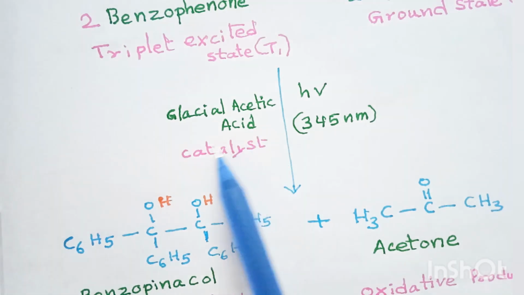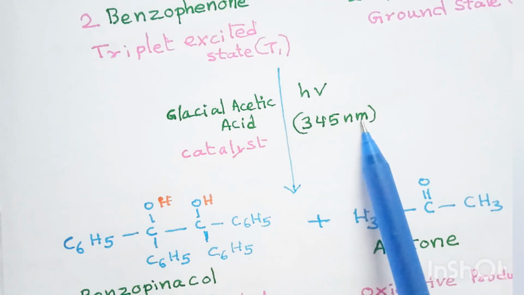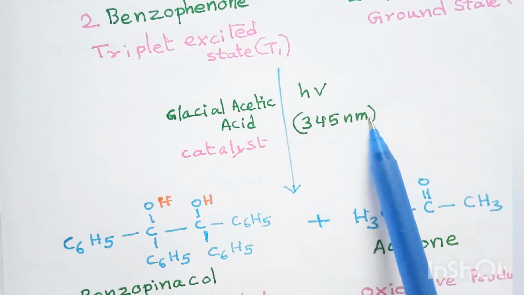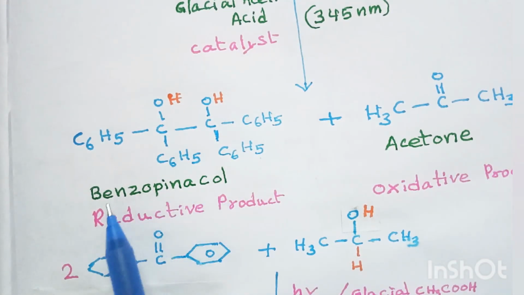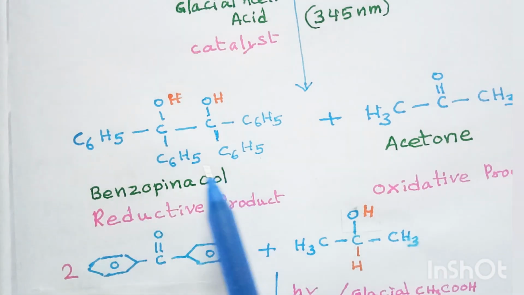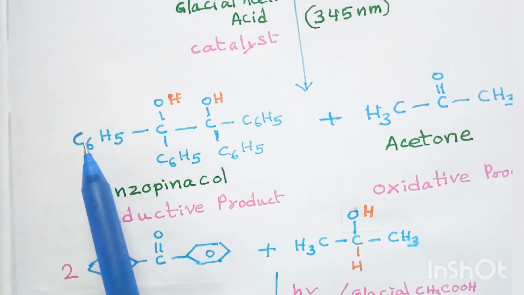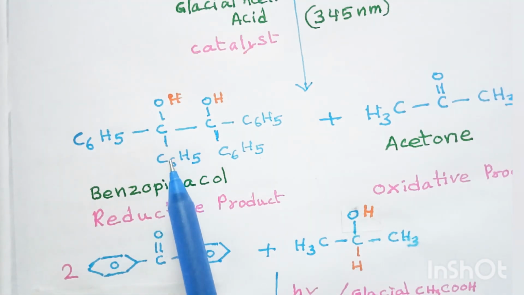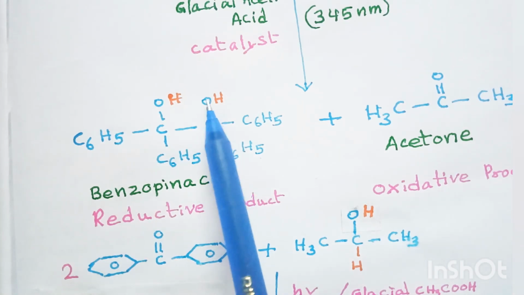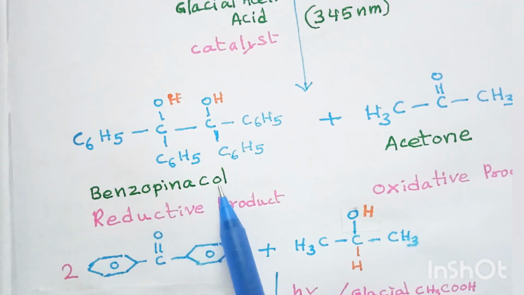These two will react in presence of glacial acetic acid, which acts as catalyst, and in presence of UV light, H mu, 345 nanometers, to give us a reductive product called benzopinacol, that is diol or pinacol. C6H5, COH, C6H5, COH, C6H5, and C6H5. This is benzopinacol.